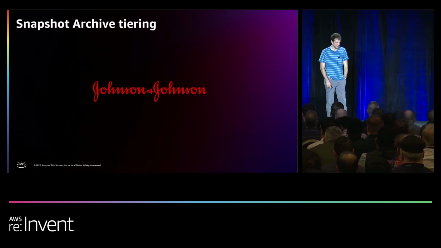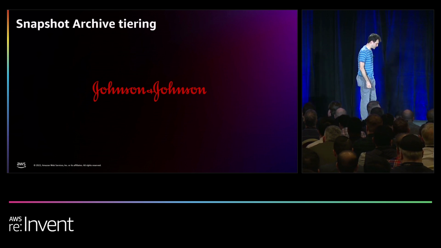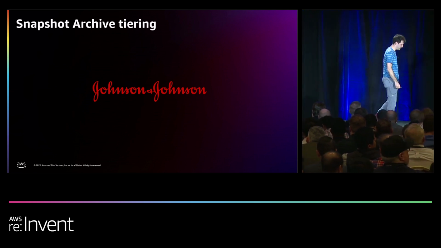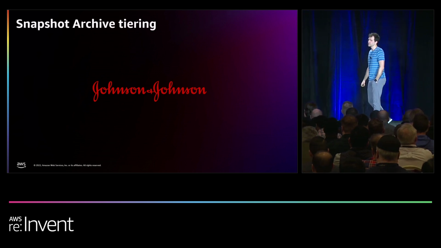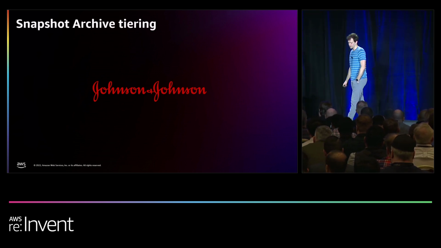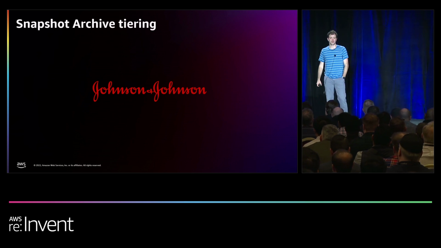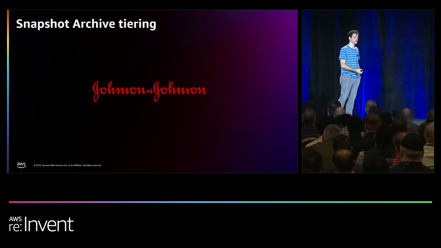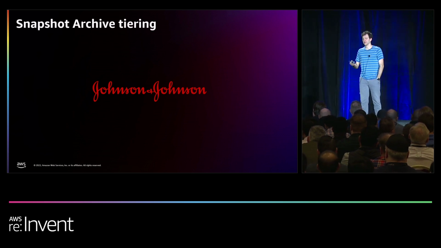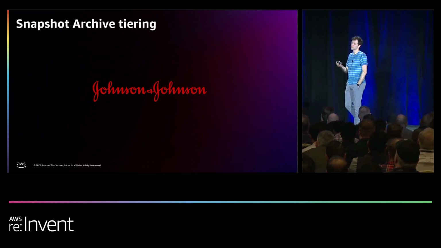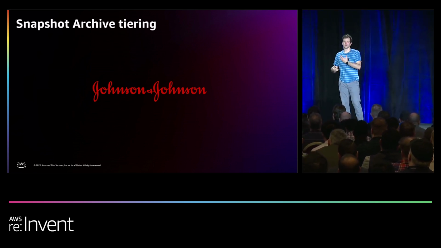And with snapshots, Johnson & Johnson, they are one of the largest healthcare companies in the world. And they're a big user of WorkSpaces. They're a fan. If you don't know AWS WorkSpaces, it's a cloud desktop. It's backed by EBS, and it lets you spin up desktops for your employees.